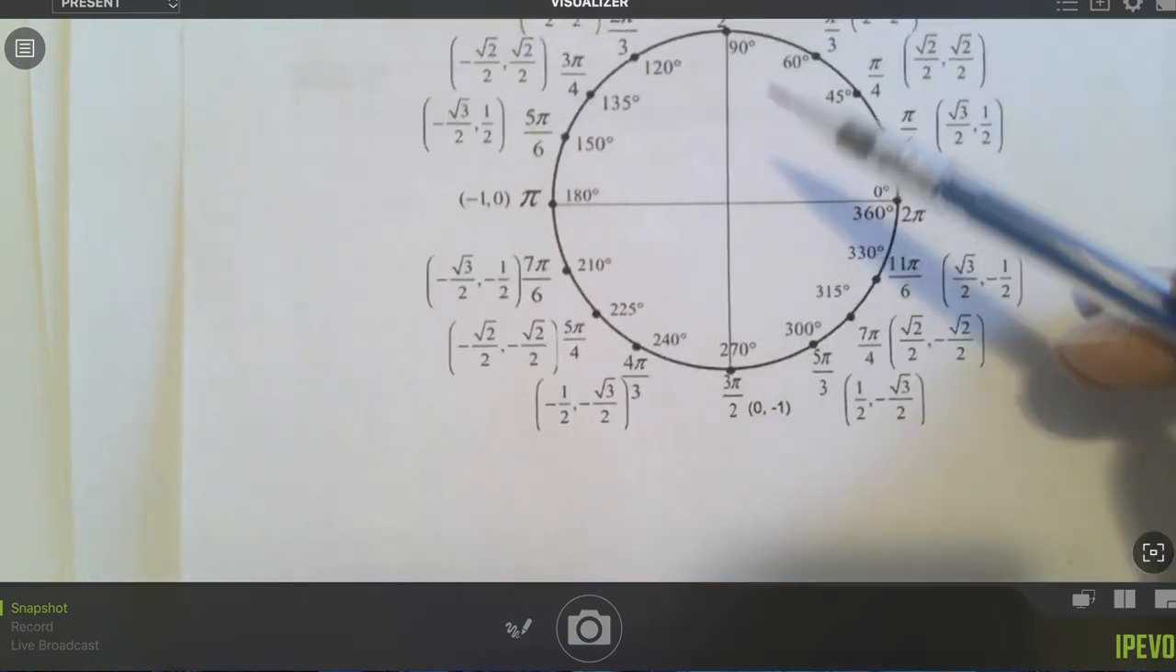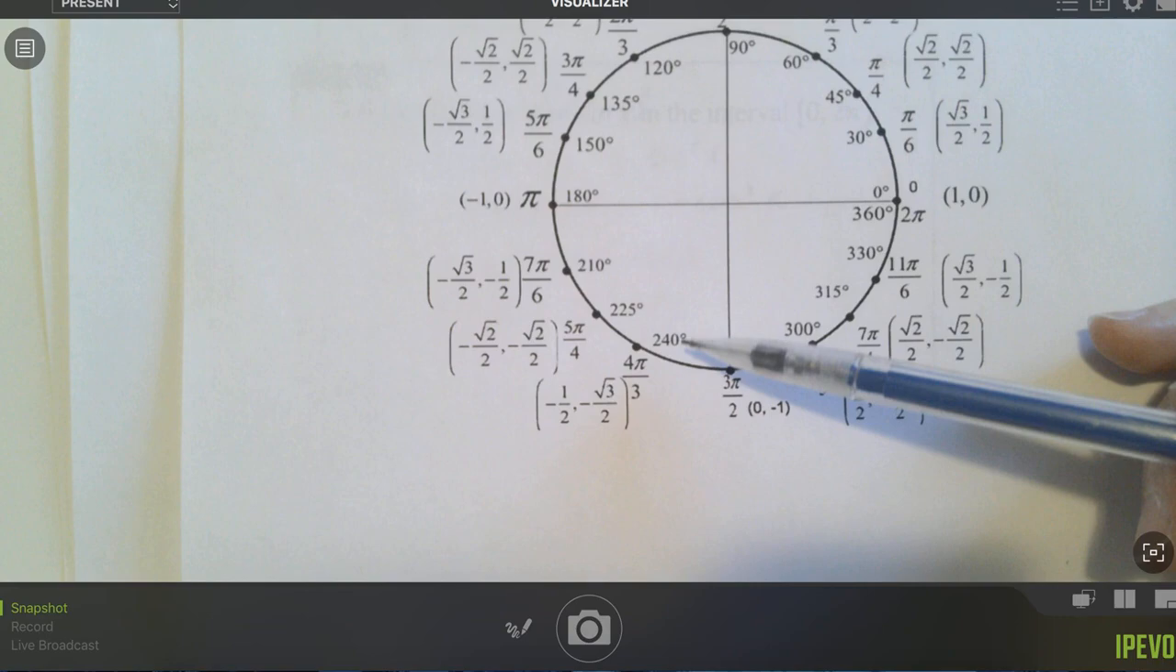So when we look on our unit circle, where is your cosine equal to, say, 0? Well, that happens at pi over 2 and at 3 pi over 2.